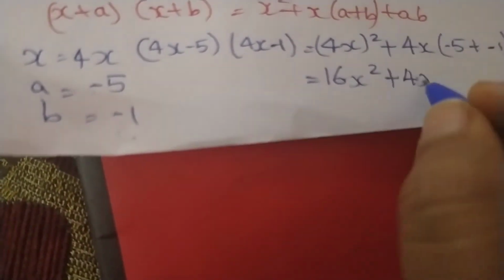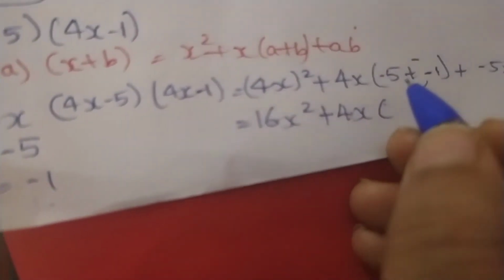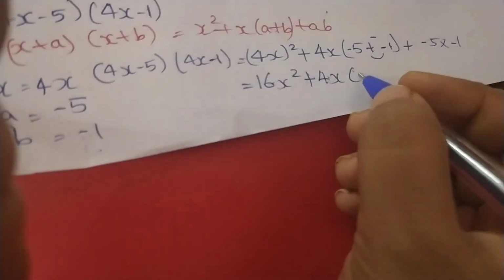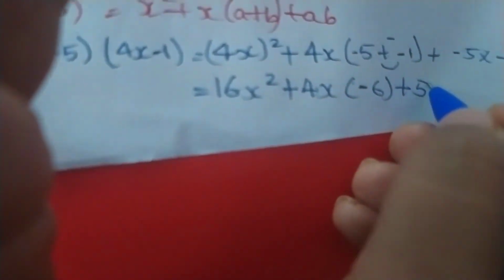Okay, so this will be equal to (4x) squared. 4 fours are 16 x squared plus 4x into (-5 - 1), plus into minus is minus. So minus 5 minus 1 will be minus 6. Minus into minus is plus. 5 ones is 5.